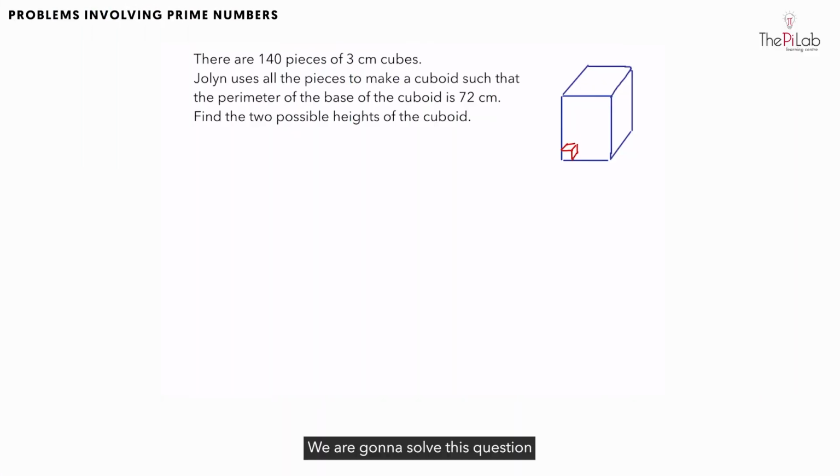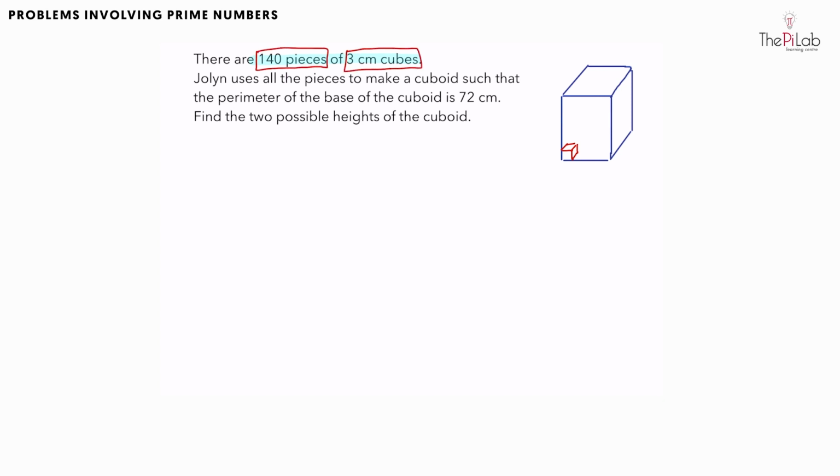We're going to solve this question using the prime factorization method. So let's read the question together. There are 140 pieces of 3cm cubes. Now, in the very first sentence, there are actually two important pieces of information. The first being 140 pieces of cubes. The second being 3cm cubes.